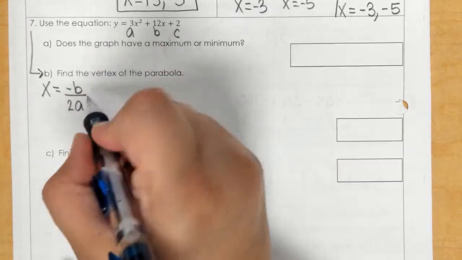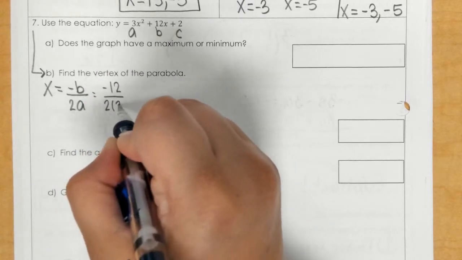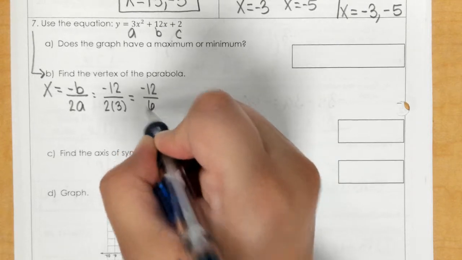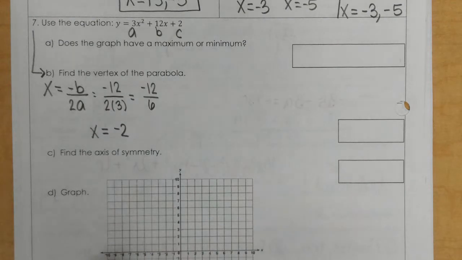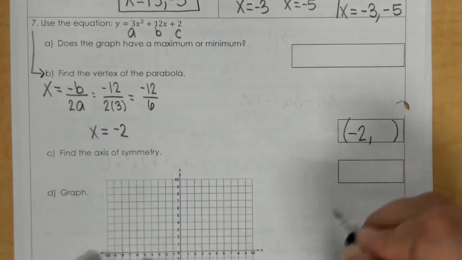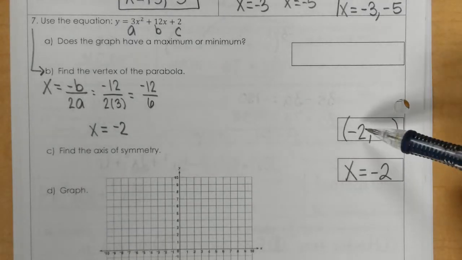So let's go ahead and plug in our numbers. Negative b, so that's going to be a negative 12 over 2 times a, which is 3. And that would be negative 12 over 6. X is negative 2. That means that my vertex, the x is negative 2, and the axis of symmetry is x equals negative 2. These are always the same.